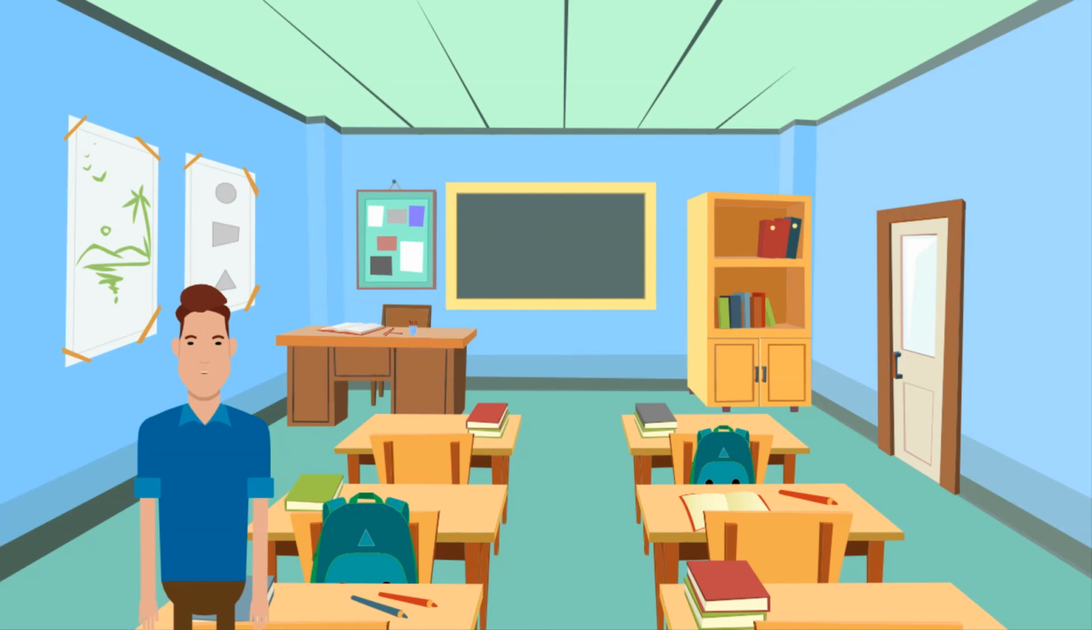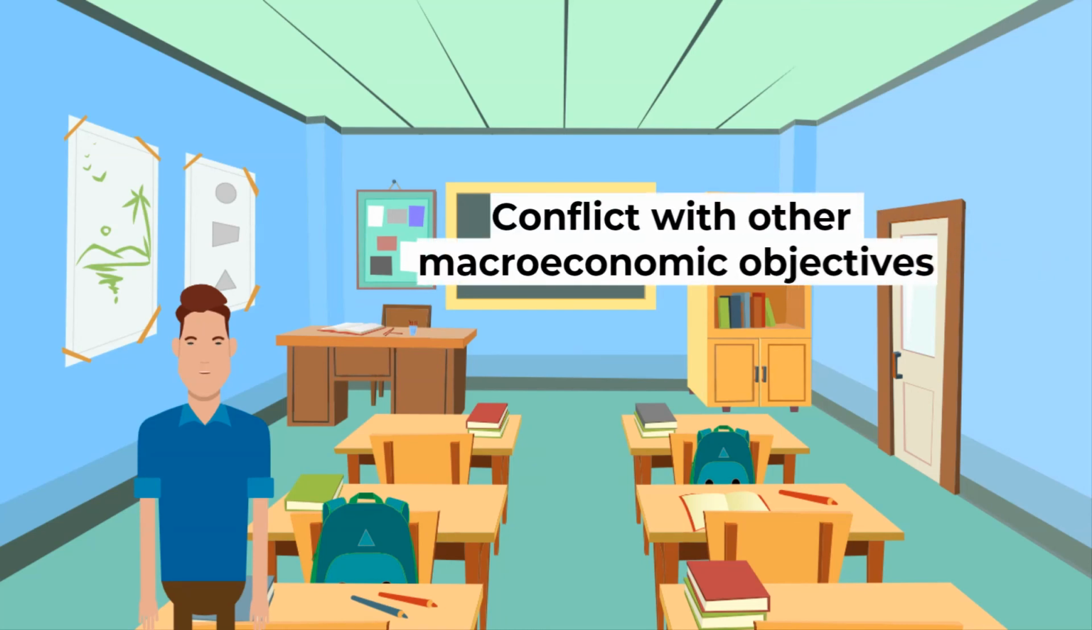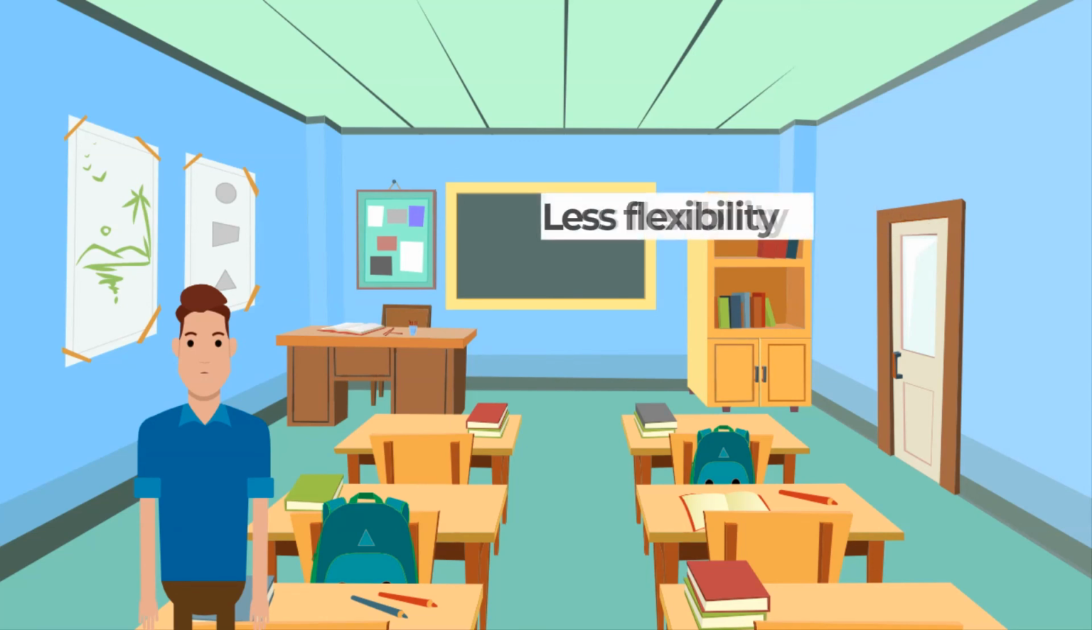Now on to the disadvantages. Conflict with other macroeconomic objectives. To maintain a fixed level of the exchange rate may conflict with other macroeconomic objectives when the government intervenes with its policies. For example, if it raises interest rates to remove the pressure of the currency to fall, economic growth might be adversely affected.